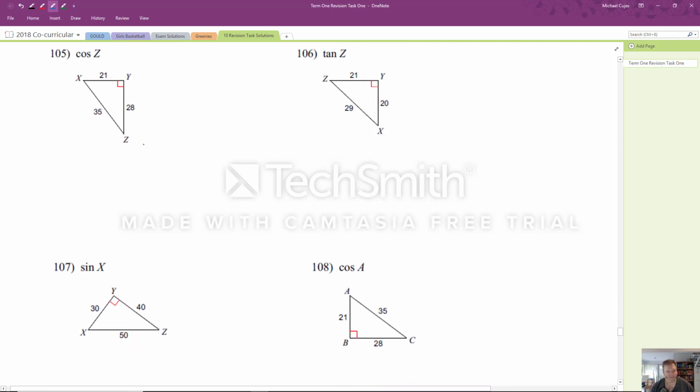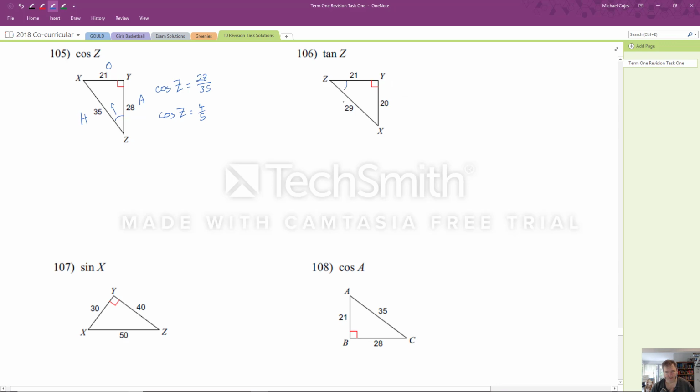Cosine of Z. There's angle Z. Make sure I label hypotenuse across from the right angle, opposite side, adjacent side. SOHCAHTOA, cosine is adjacent divided by hypotenuse. So cosine of Z is equal to 28/35. They're both divisible by 7, so we're going to simplify that. Cosine of Z equals 4/5.